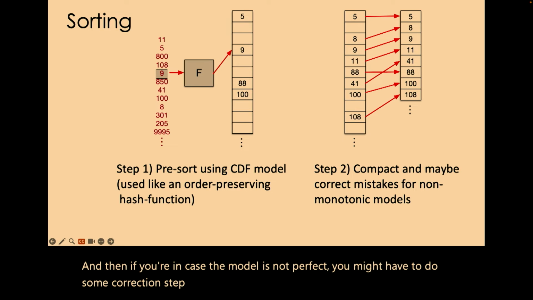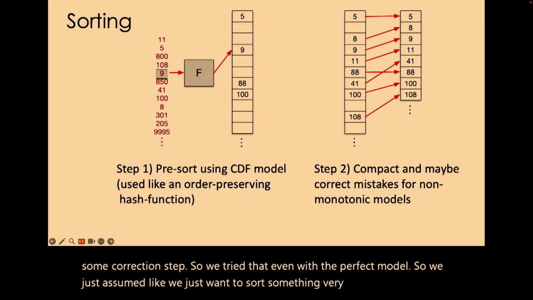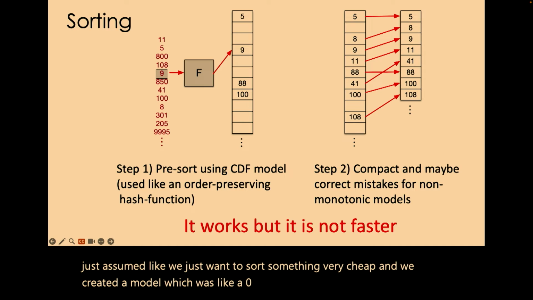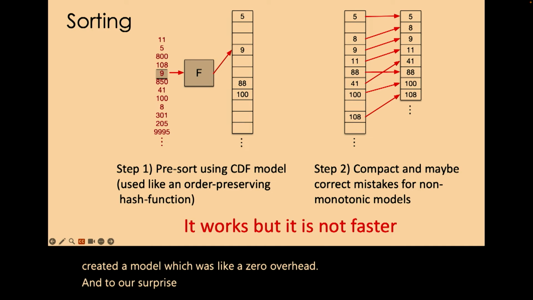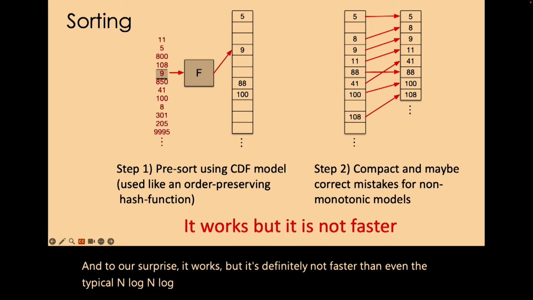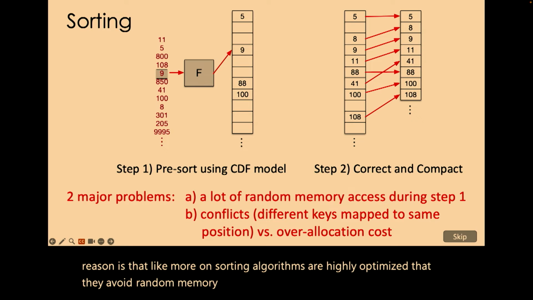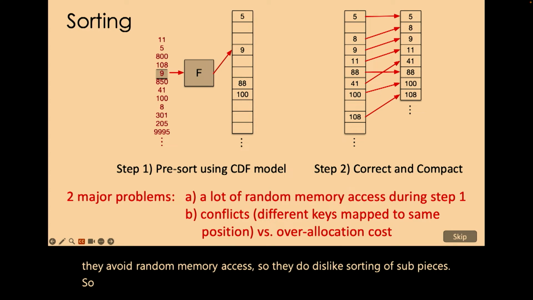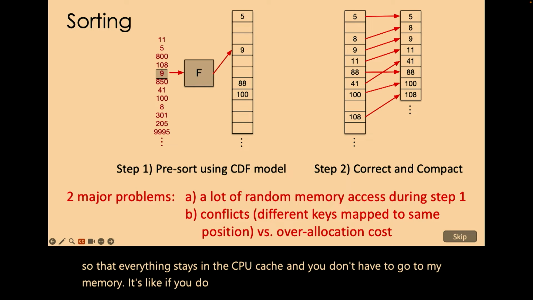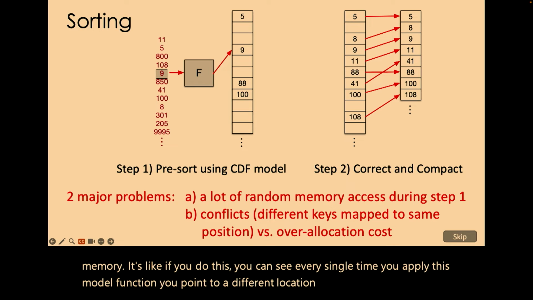So we tried that even with the perfect model. We just assumed we wanted to sort something very cheap, and we created a model which has 0 overhead. And to our surprise, it works, but it's definitely not faster than even the typical n-log-n sorting algorithms you might find. Part of the reason is that modern sorting algorithms are highly optimized to avoid random memory access. They sort sub-pieces so that everything stays in the CPU cache and you don't have to go to main memory. If you do this, you can see every single time you apply this model function, you point to a different location in main memory, and that kills you in the end.